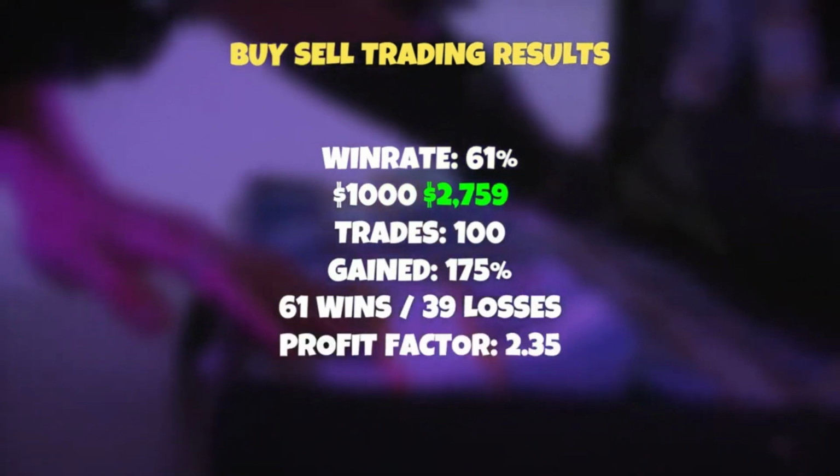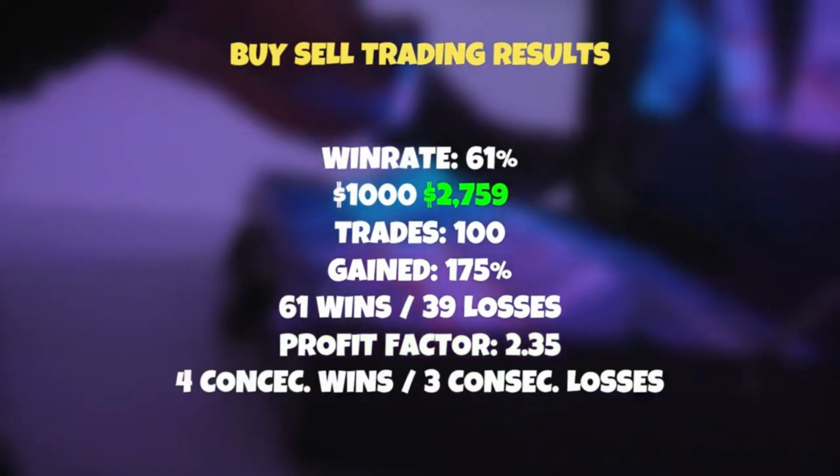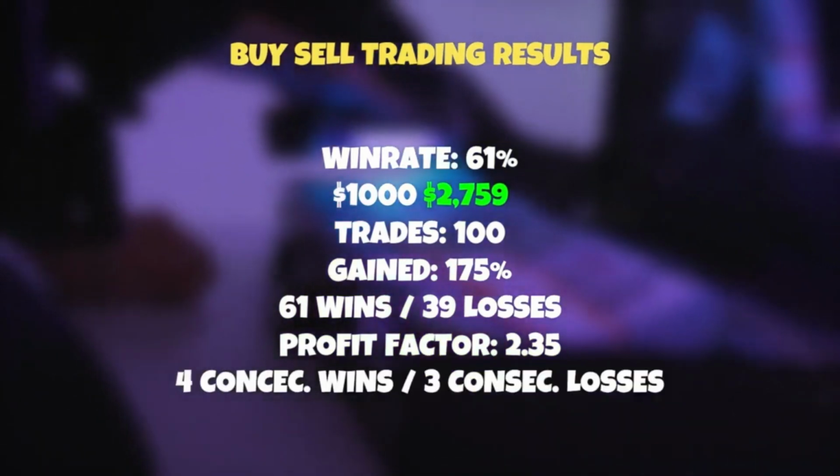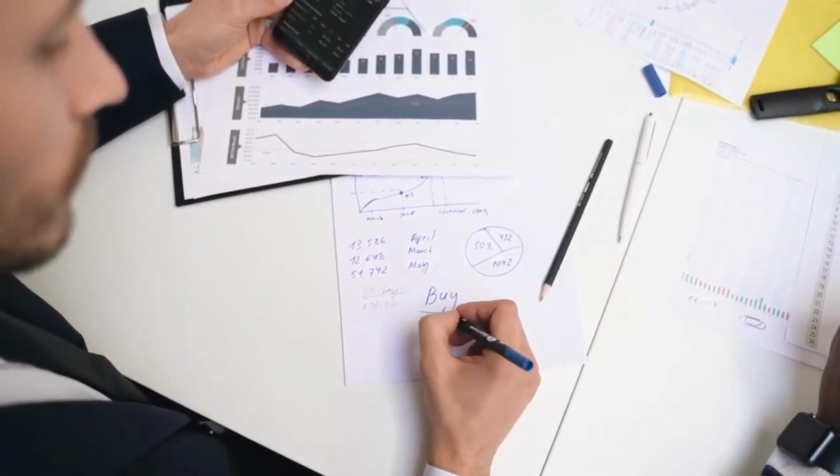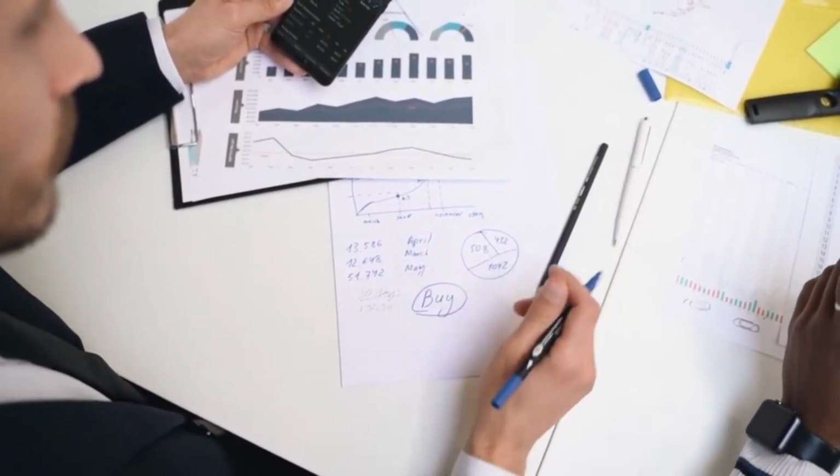We had a healthy profit factor of 2.35 with 4 consecutive winning trades and only 3 consecutive losses. But overall, these are some awesome results with very steady gains in profit from start to finish on the account.